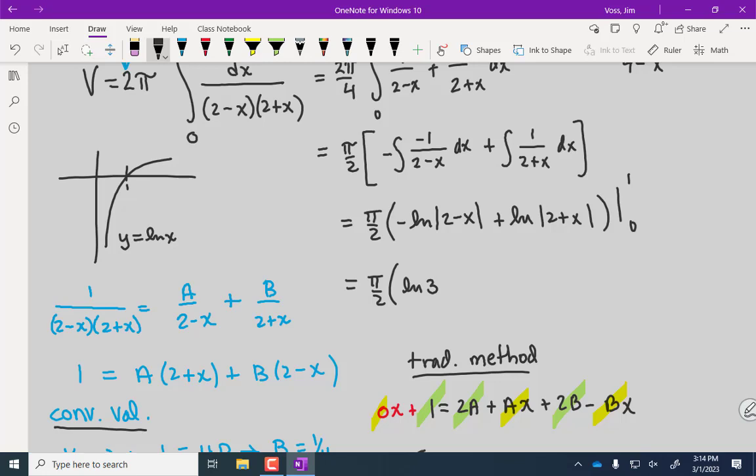And now we have to subtract off the antiderivative at 0. So we plug in 0 here, we get natural log of 2. And we're subtracting those, so it's minus a minus, so it's plus natural log of 2. And then again, we're subtracting here, so then it's going to be minus natural log of 2. So we're going to end up with pi times natural log of 3 over 2. That'll be our volume.